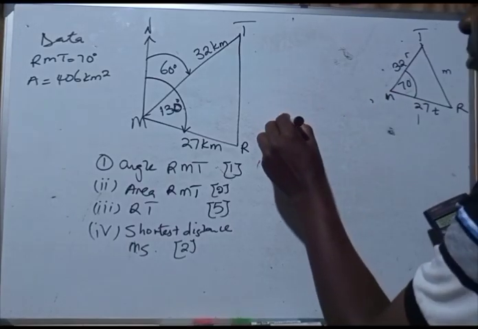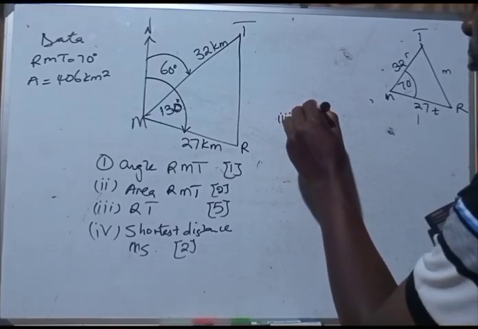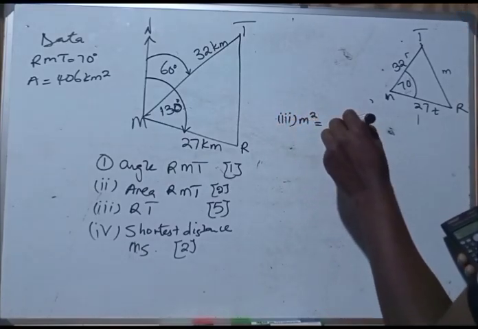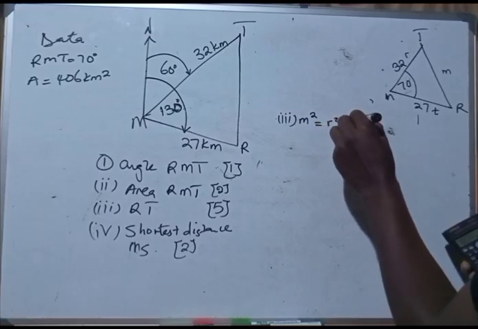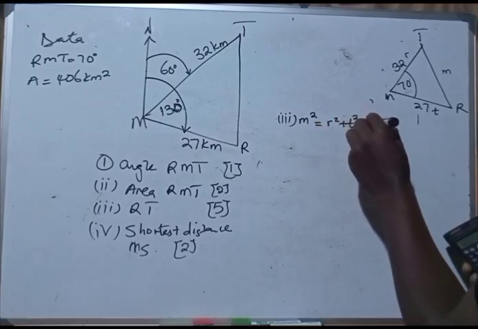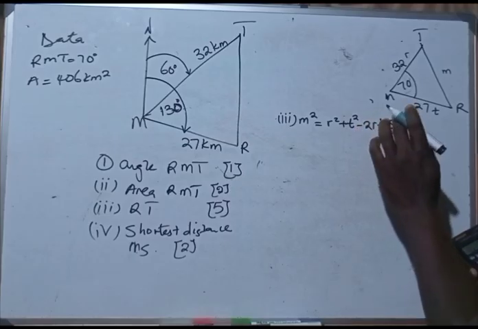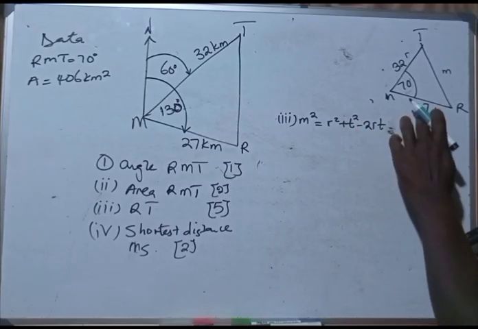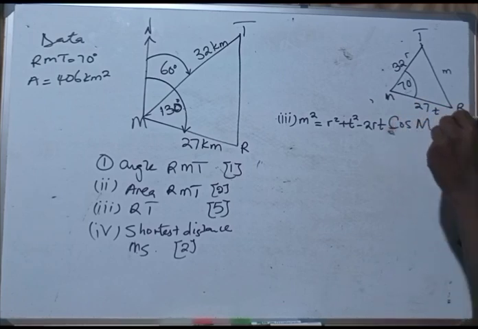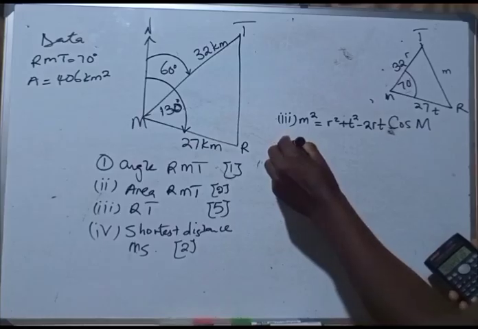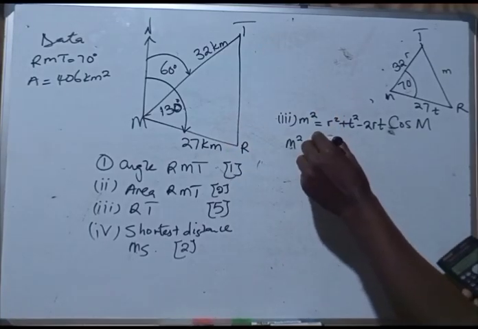So what side is that? It's a small m. This one is Roman numeral 3. Small m squared equals r squared plus t squared minus 2rt cos capital M. What is small letter m? It is the one we are looking for, which is RT.